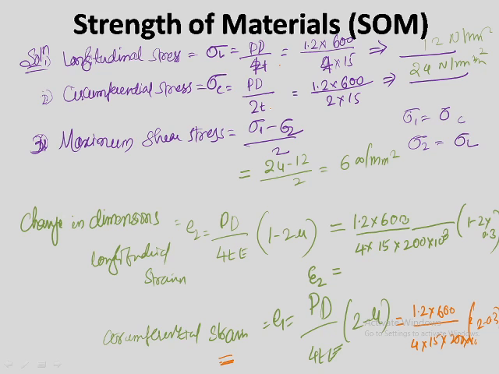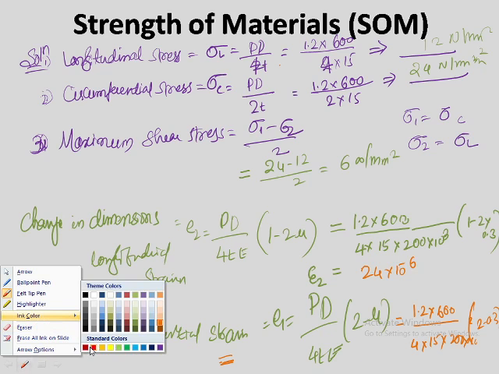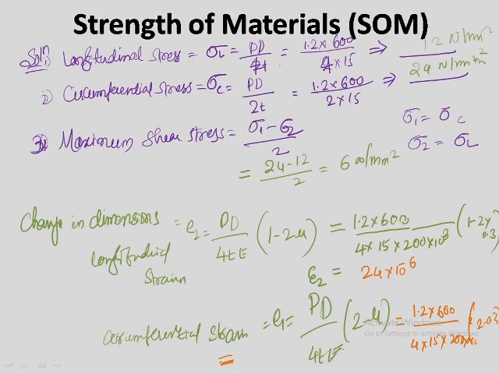Twenty-four into 10 raised to minus 6. That is sigma e2, 24 into 10 to the power of minus 6. Right. Now here, how much in this case?